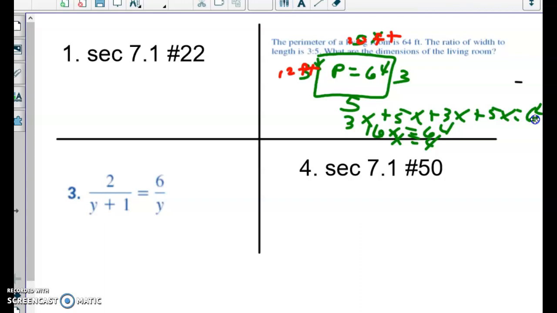Most common mistake with that one is people forget that in the perimeter you have 2 lengths and 2 widths.